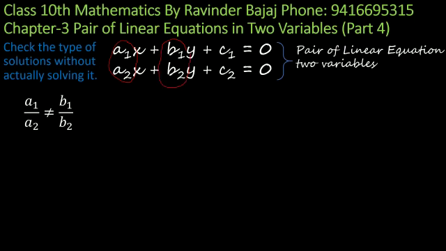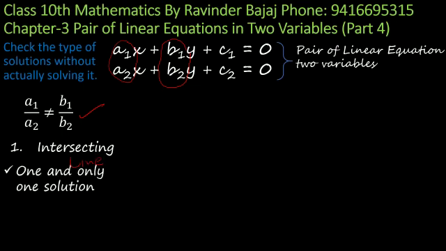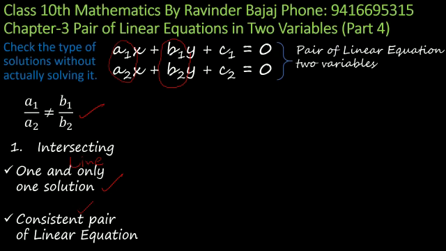If a1 upon a2 is not equal to b1 upon b2, then it is called an intersecting pair, you will get intersecting lines. And there is a solution. So one and only one solution is there, and this is called consistent. Consistent means there is a solution.